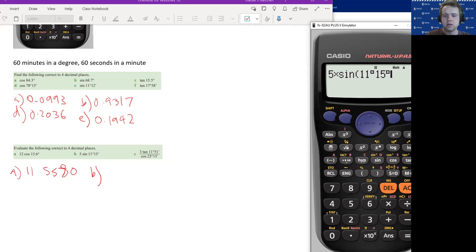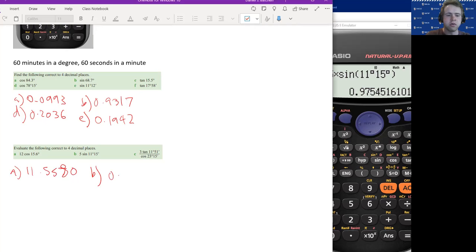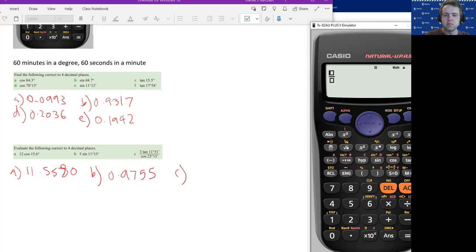Oops. Okay, and then there's your answer, 0.9755, it rounds up. And then C, we can put in this whole thing here. We can go 3 tan 11 degrees, 51 minutes. Close your brackets. You've got to make sure you close that bracket there. And then cos 23 degrees, 15 minutes.